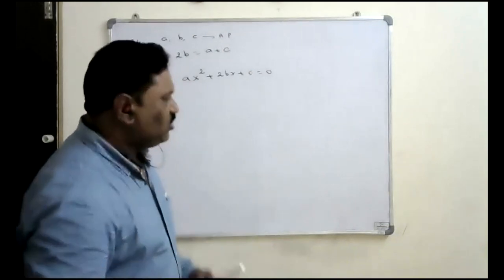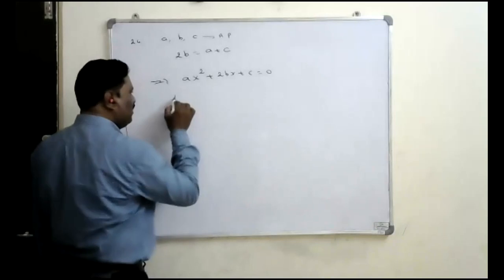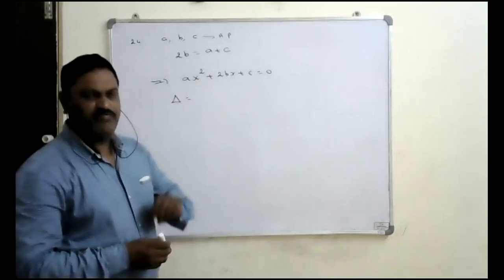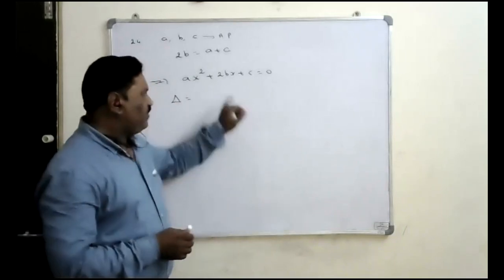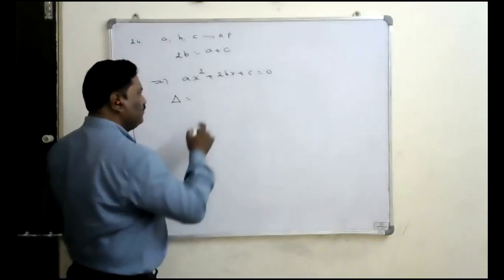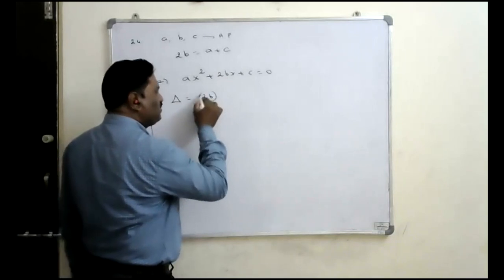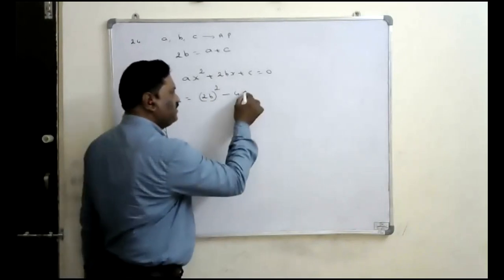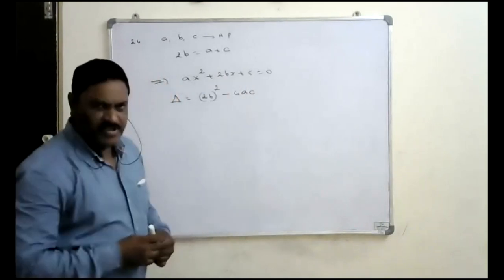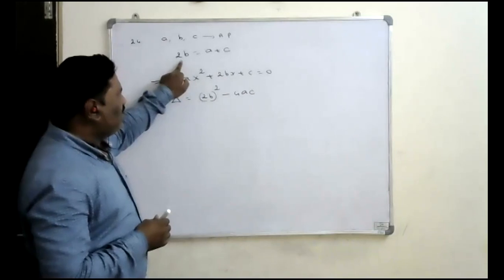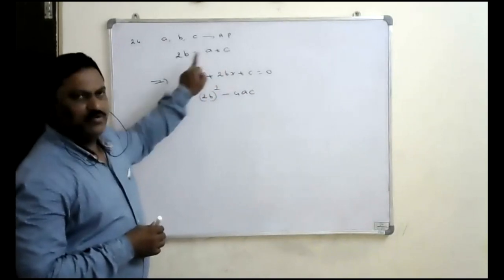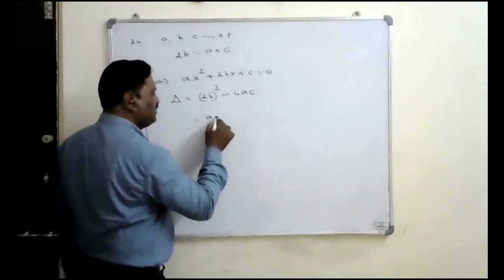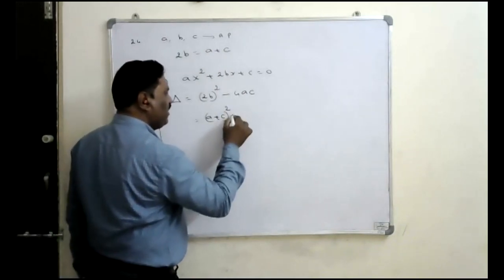We have to find it. So if you want to find the nature of the roots, first of all we have to find the discriminant value, that is b square minus 4ac. So b square, b means here it is 2b whole square, minus 4ac, 4 into a into c. This value we have to find. But they have given that 2b is equal to a plus c. Substitute that here. It is a plus c whole square minus 4ac.